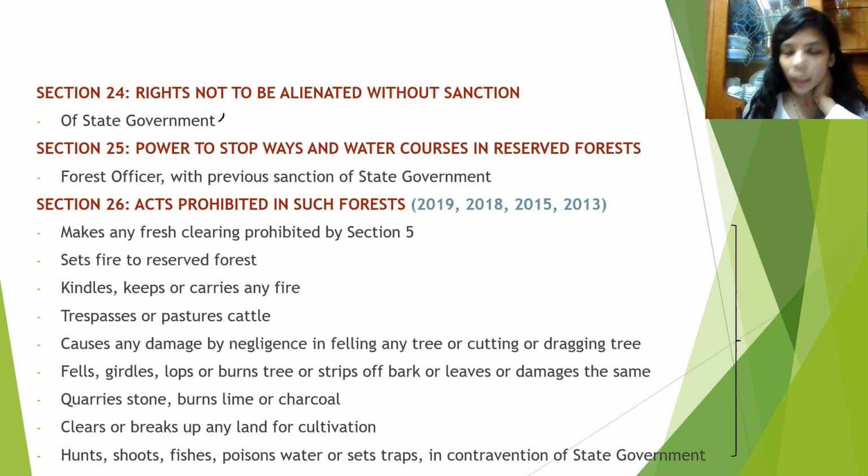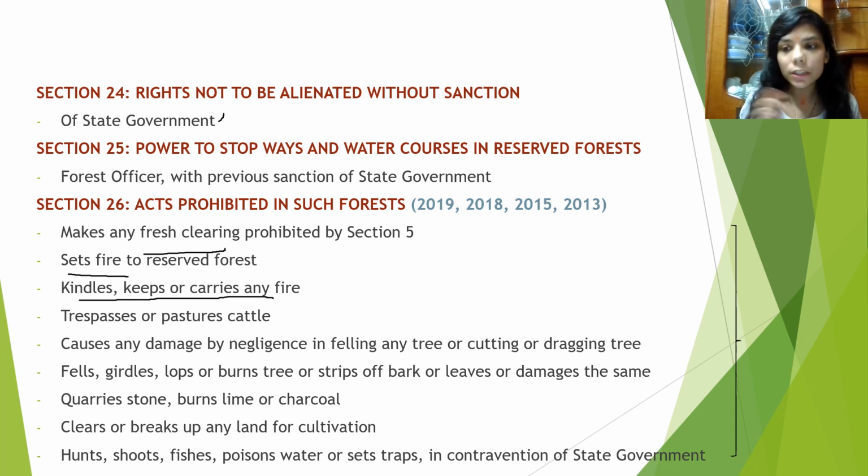Section 26 is very important, very important, because it lists all the acts which are prohibited in the reserved forest, and questions are asked continuously and repetitively from this section. So you have to keep this list in mind about what are those acts which are prohibited in a reserved forest. First is, it prohibits any fresh clearing. It prohibits setting of fire, or kindling, keeping or carrying any fire. So basically it prohibits any person from doing anything which is related to fire. We will just mark the keywords, and this is how you are going to remember the list.